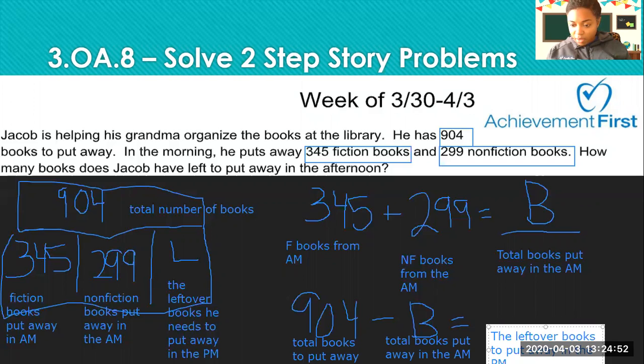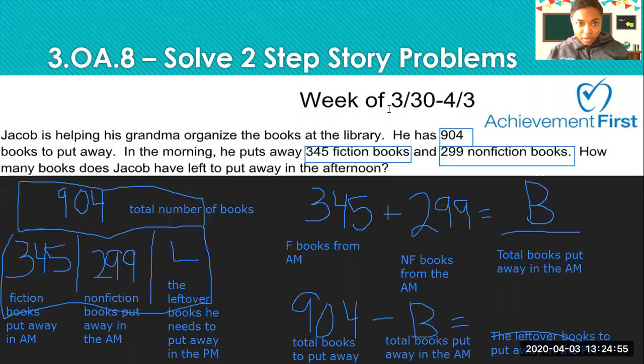And let me think, is that the last thing I need to solve for? Yes, that's what the big question is asking me. That's what I need to think about to solve and to answer this question.